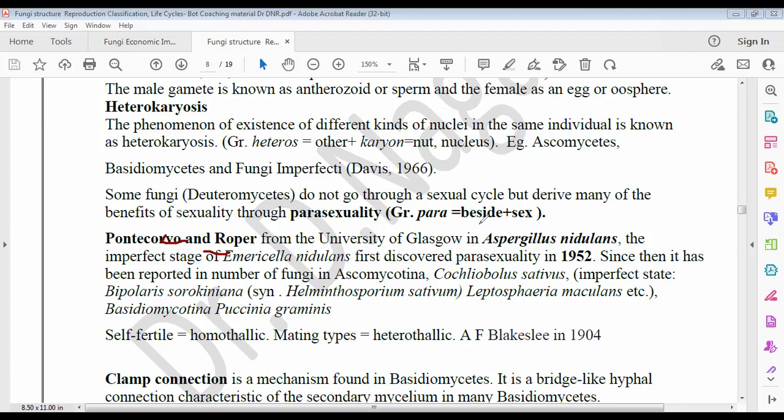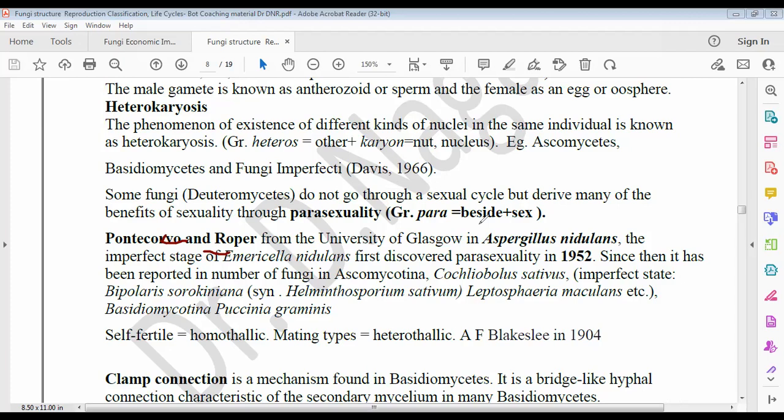Perfect stage means sexual reproduction. Imperfect stage? If it has sexual reproduction, that is the perfect stage. The asexual stage is called the imperfect stage. Imperfect fungi.